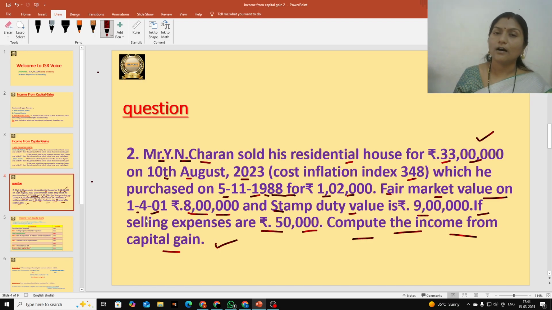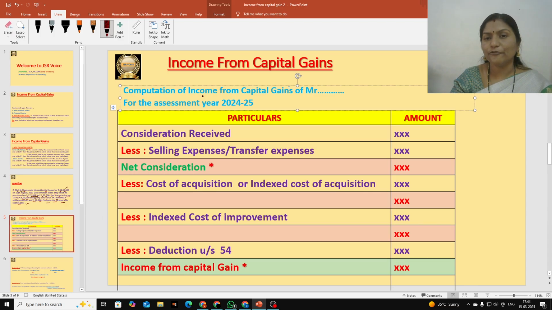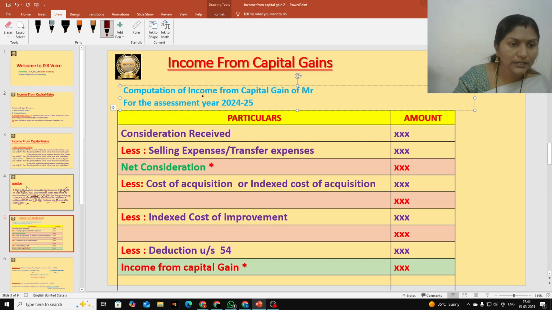Let us do the calculation of income from capital gain. Always we should follow this format for calculation of income from capital gain. On the top we should write one heading. What is the heading that we are going to record here? That is computation of income from capital gain of Mr. The name of the person will be recorded here. What is the name of that person? Mr. YN Charan.